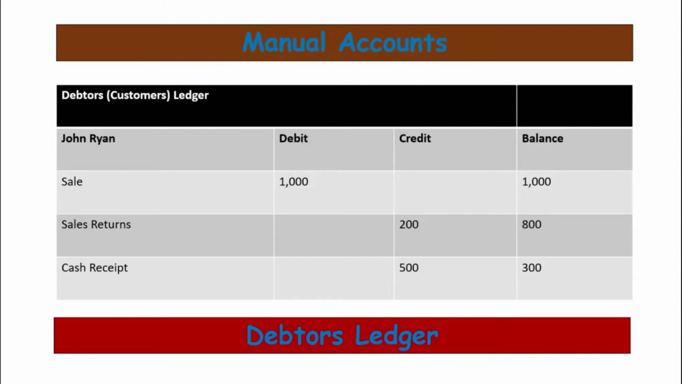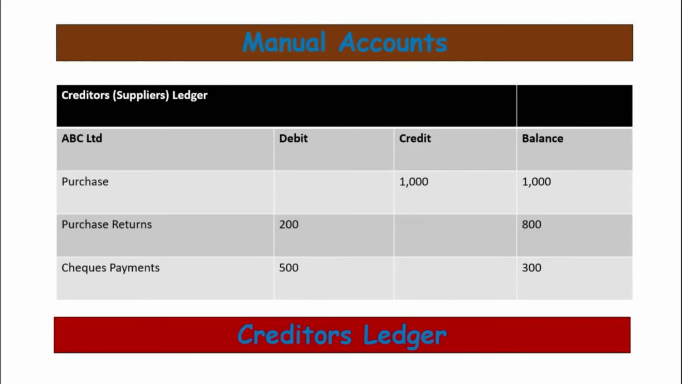Therefore, the current balance of John Ryan's debtor's ledger is the $300 he still owes us, and at a glance, we can see all the transactions that created this balance. The creditor's ledger works in a similar manner for each of our suppliers. An important difference is that the invoices always go in the credit column of the creditor's ledger, and all other items go in the debit column.